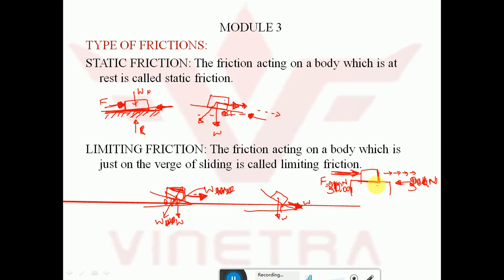So what is the limiting friction? The friction acting on a body which is just on the verge of sliding is called the limiting friction. It is the resistance offered between the contact surface and the body, the force up to which the contact surface and the body will resist the applied force so that the body will not move. Even a small increment in the load beyond the limiting friction, and the body starts to move in this direction. This is the limiting friction.